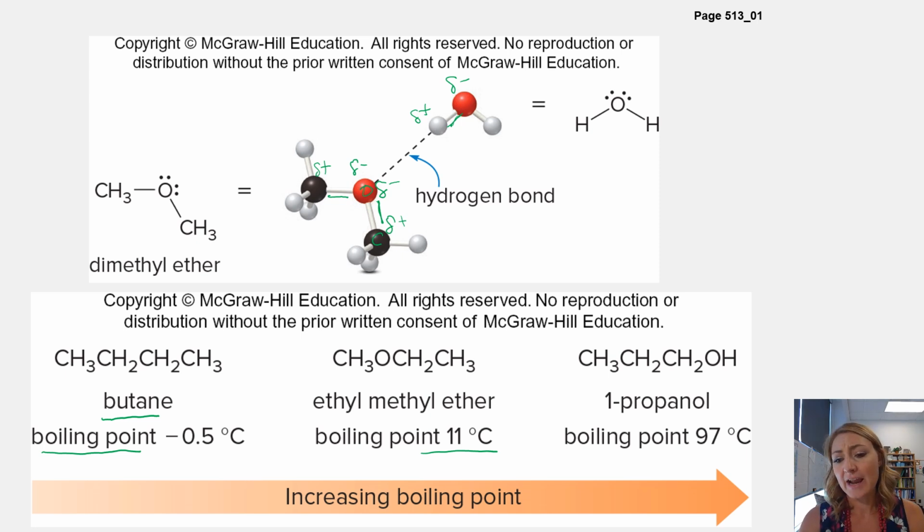When we add on that hydroxyl group, now we have hydrogen bonding between each of our 1-propanols. When we do that, notice, oh my gosh, our boiling point shoots up to 97 degrees Celsius compared to the 11 and the negative 0.5 degrees Celsius. So adding that hydroxyl group is going to drastically increase your boiling points for similar carbon chain lengths for that molecule. So they can have very different boiling points based on which functional group is present.